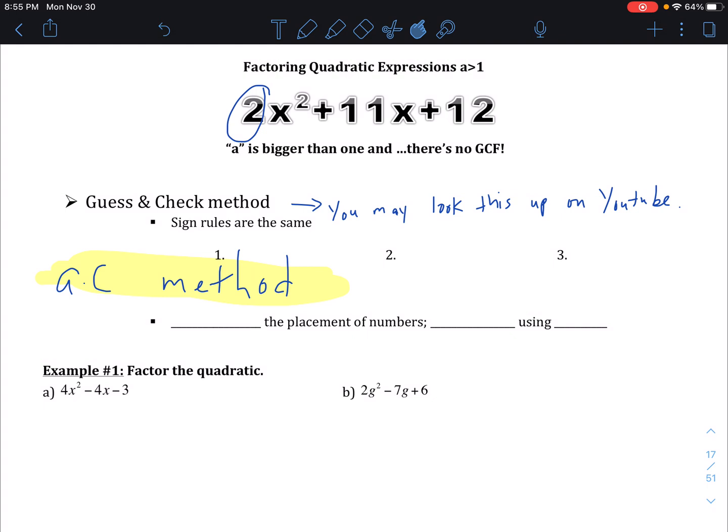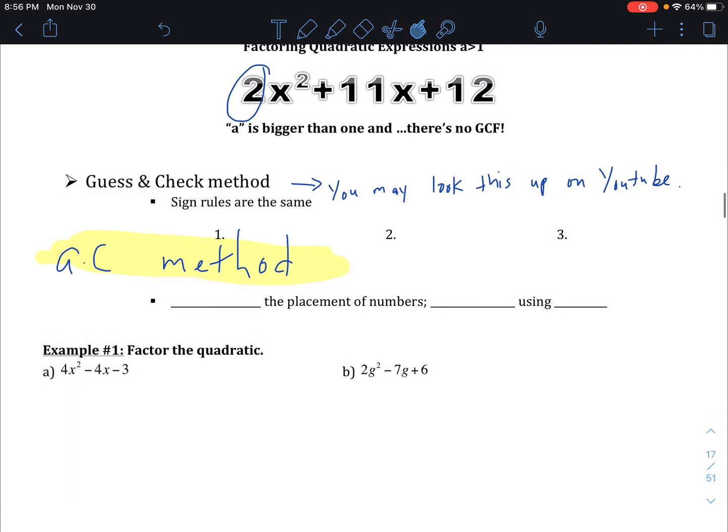Notice that I circled the 2 here in the a's placement. So this would be 2x squared plus 11x plus 12. Again, a is not equal to 1, and there is no GCF in this problem. Remember, sometimes when you have a problem to factor, you may have to pull out a GCF first, and it might make it into a different method other than what we're doing here today.